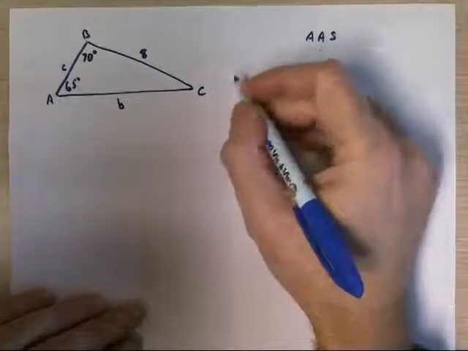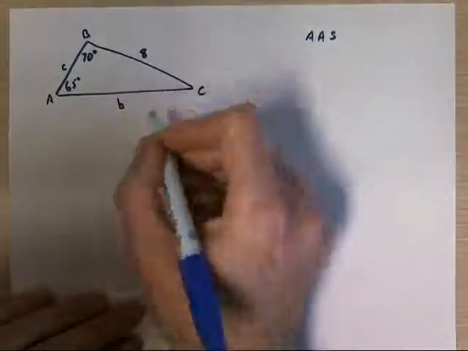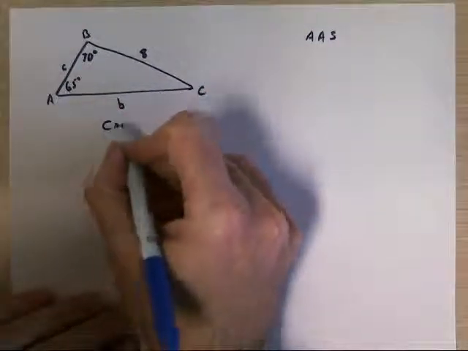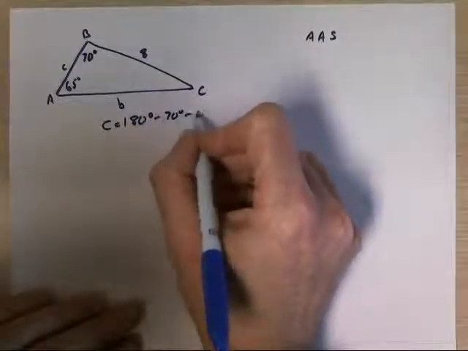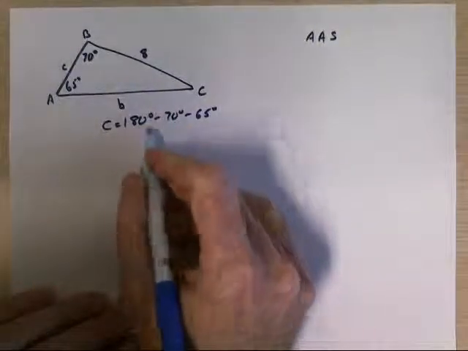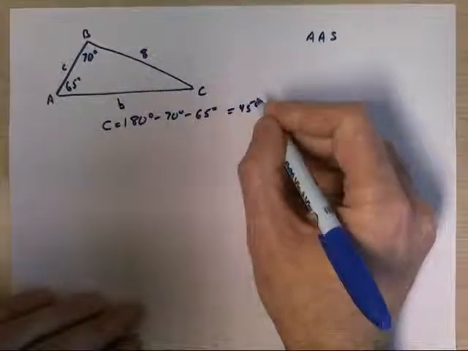I can calculate angle C here pretty quickly because all the angles have to add up to 180. So angle C is going to be 180 degrees minus 70 degrees minus 65 degrees. So that would be 110 minus 65, 100 minus 55. That'd be 45 degrees. Okay.